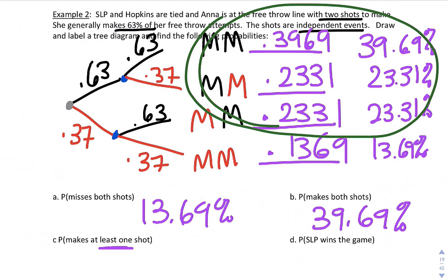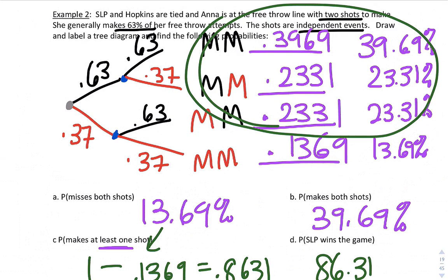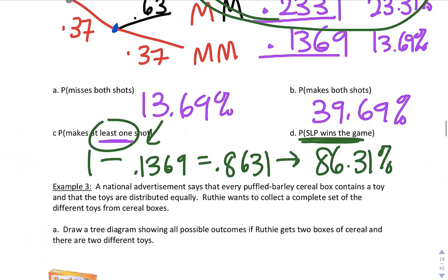A faster way to do it, though, is the complement. We know that adds to 100. So let's just subtract the probability that she misses both. 0.1369, and that would be 0.8631, or an 86.31% chance that she makes at least 1 shot, which means that they also win the game. Okay, so if she makes both shots or 1 shot, they win the game.